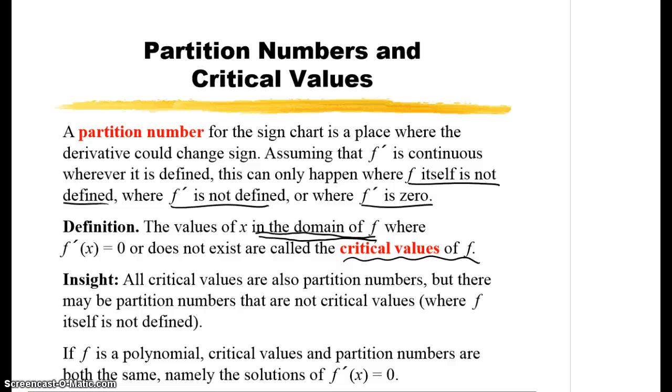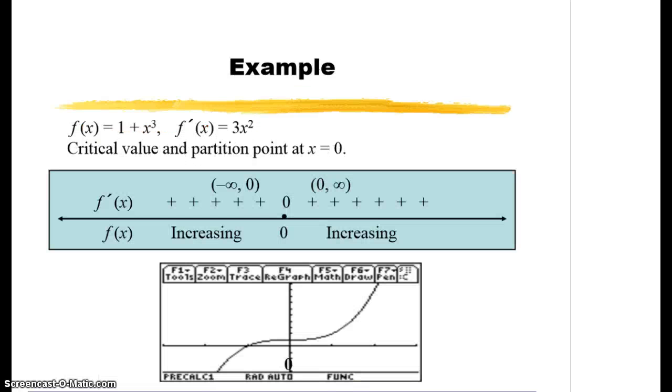That's where your function itself is not defined. So if f is some sort of a polynomial, like the example we just saw, critical values and partition numbers are both the same. They're just the solutions of f prime equal to 0. Okay, so let's do a little bit more here.